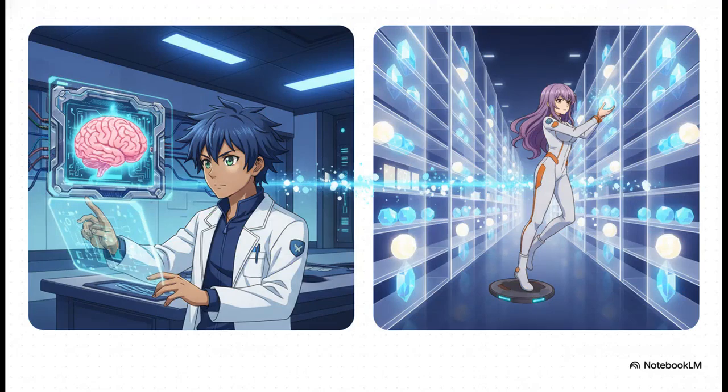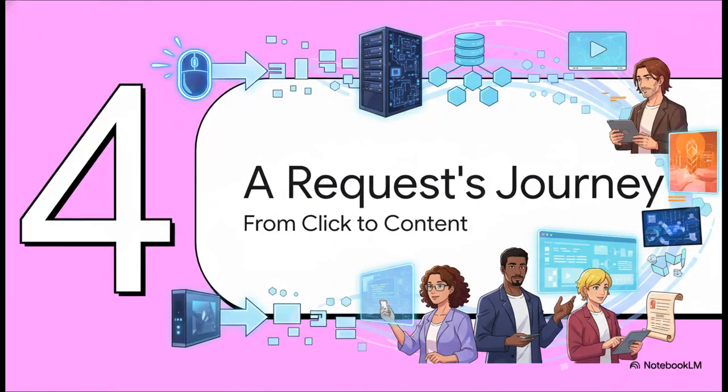Next, we have the two main workhorses. The server is the brain. It does all the thinking, all the processing. But to do its job, it needs information. And that's where the database, or the library, comes in. The database is the quiet, super organized partner that stores and hands over every single piece of data the brain needs.